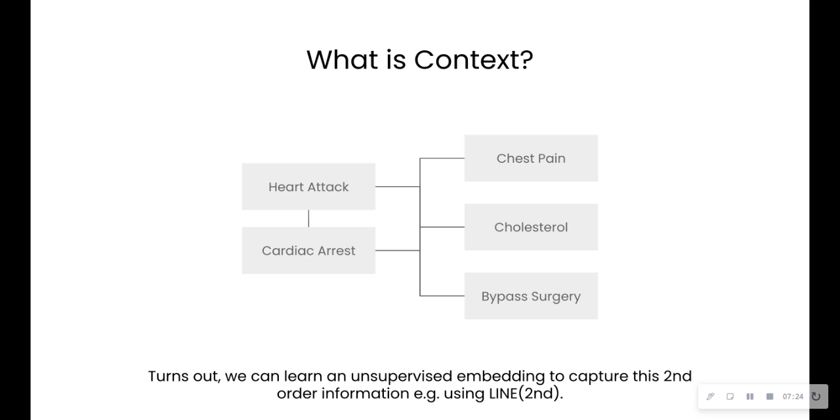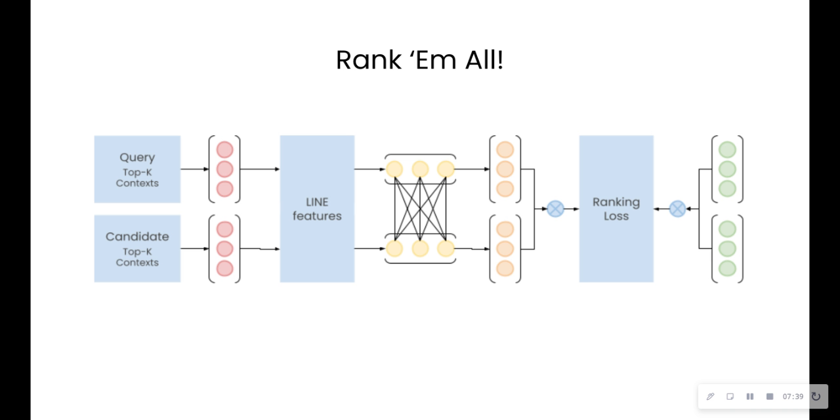Turns out we can learn an unsupervised embedding to capture the second-order information, for example, using the algorithm called LINE second. So we can just use the pre-trained embedding on this weighted graph and then use it in some ranking model to utilize the ground truth labels. So this is how it really works.